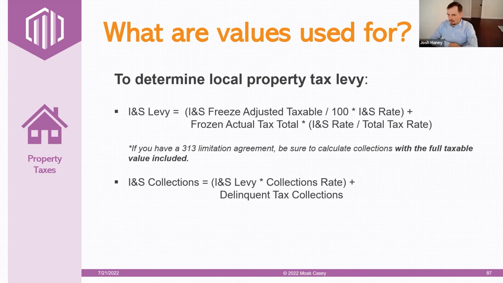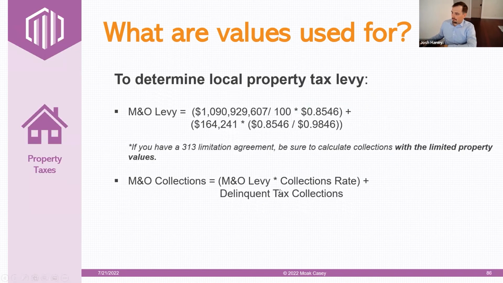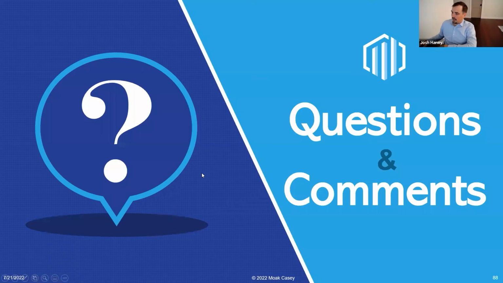Then it's kind of the same story there with INS, except we just want to take the INS net taxable number. Again, this is only going to apply if you have a 313. If you don't have a 313, you're just going to see something that says freeze adjusted taxable. And then you'll just have one number here that's going to be the same for M&O and INS. And I think that is actually about it.